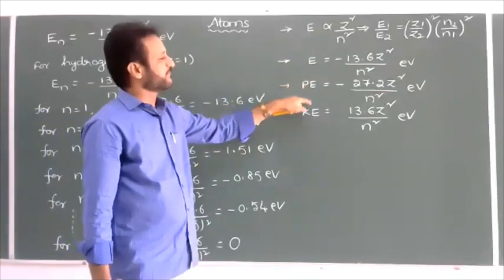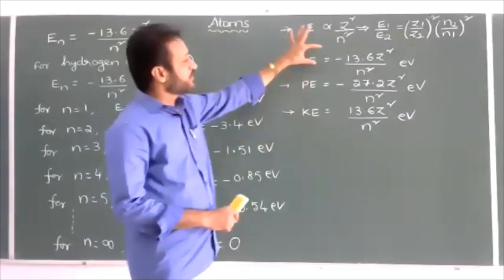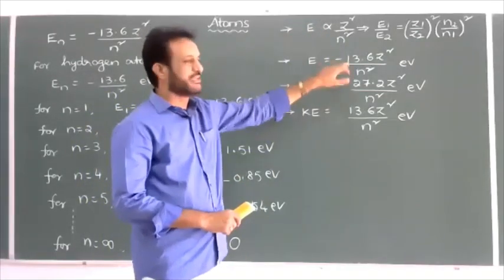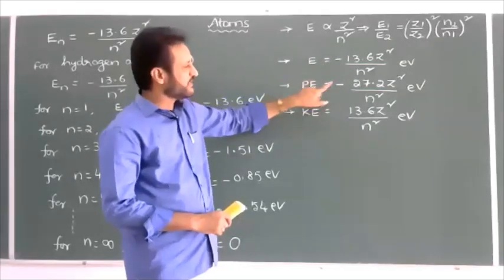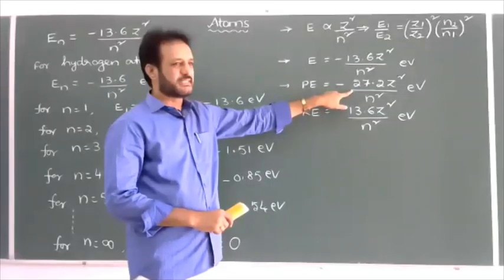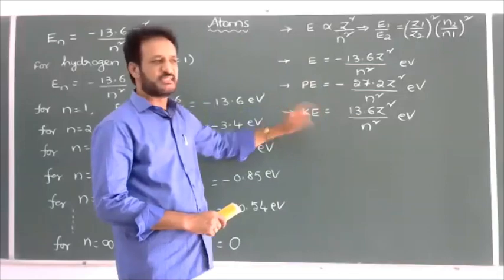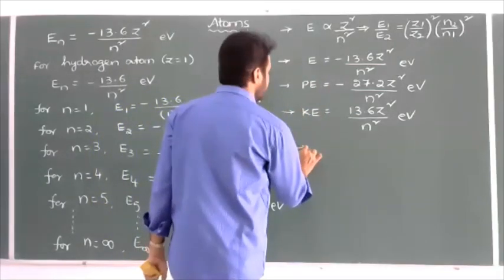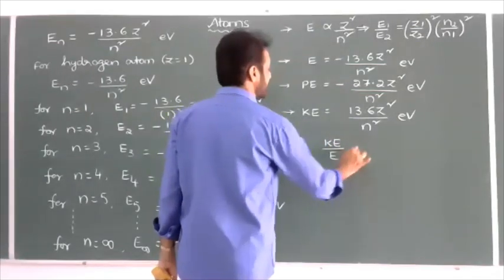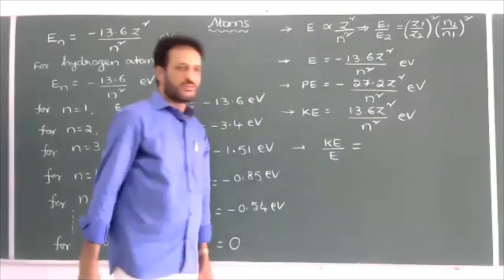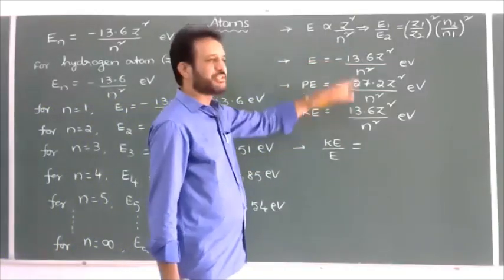orbit of any atom. If you observe this three formulae carefully, this total energy and kinetic energy both are equal in magnitude except sign. But here, if you compare these two, it is 2 times more. And if you compare this one, these two also have 2 times magnitudes. Sometimes question may be asked, what is the ratio of kinetic energy of electron to the total energy of electron in the nth stationary orbit?